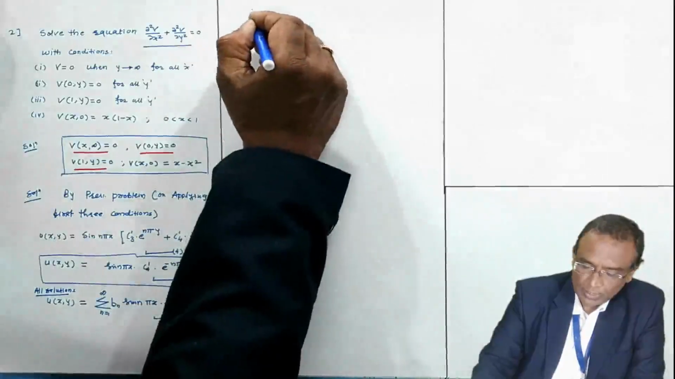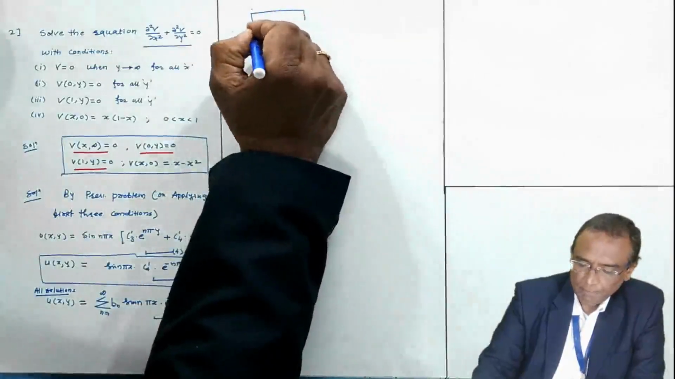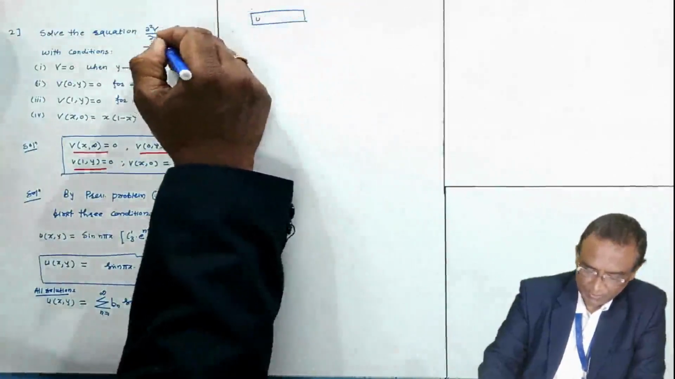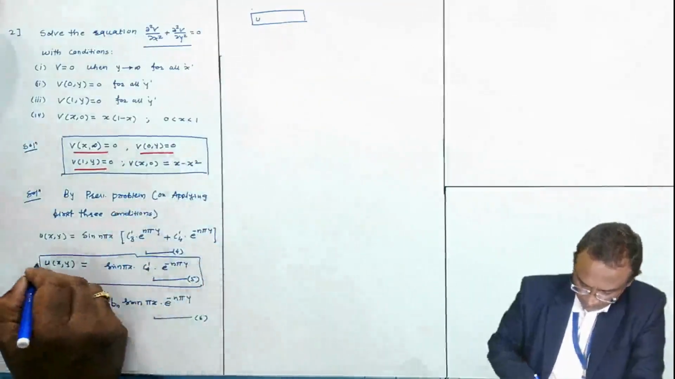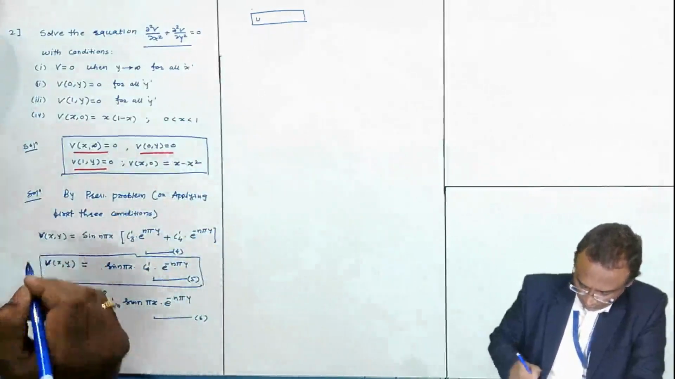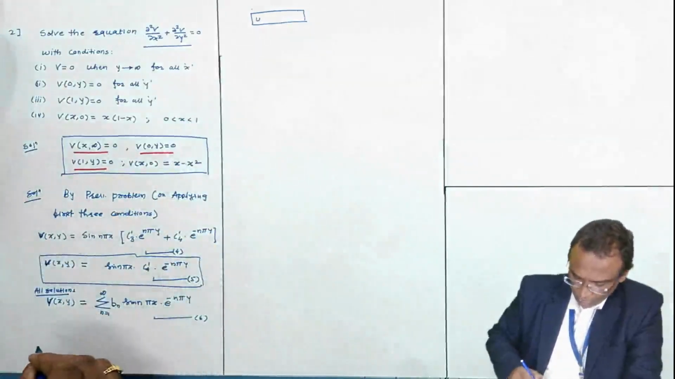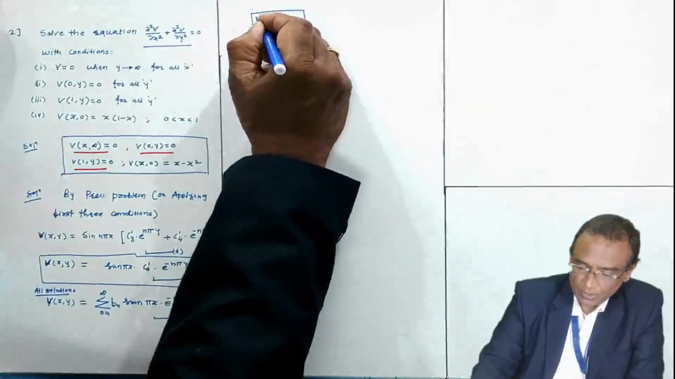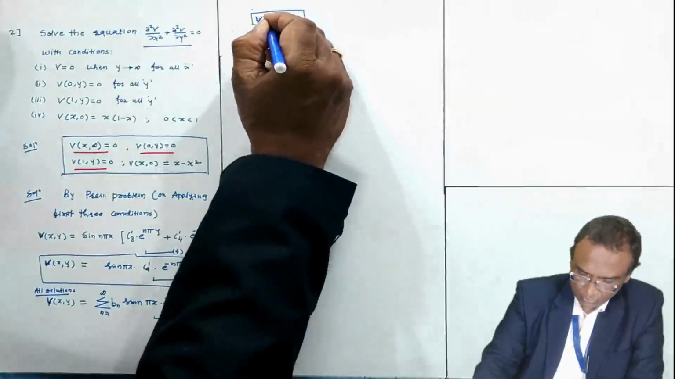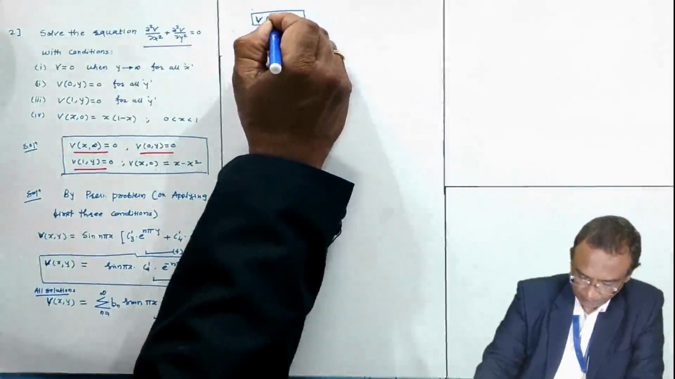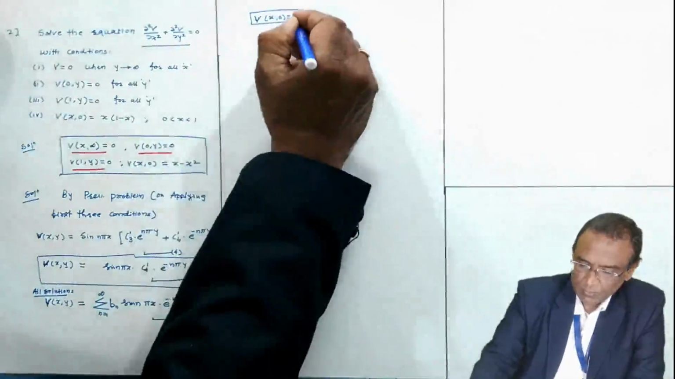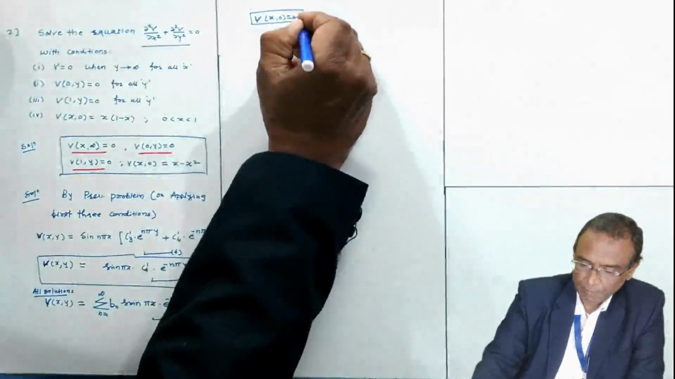Now use the next condition. What is the next condition? Here V is given, no? Just V is given. Here it is V, because in the previous problem I used U for temperature. That's why I have written U here. It is V of xy. V of x0 is x minus x square.